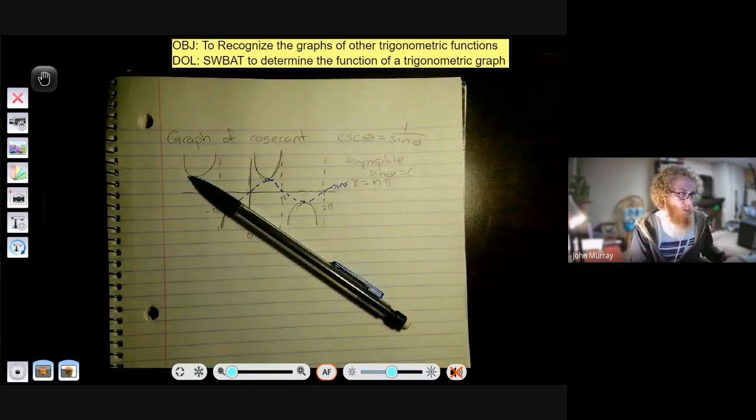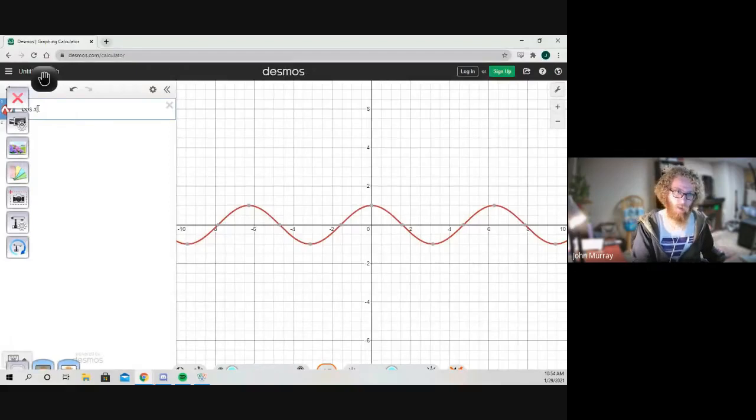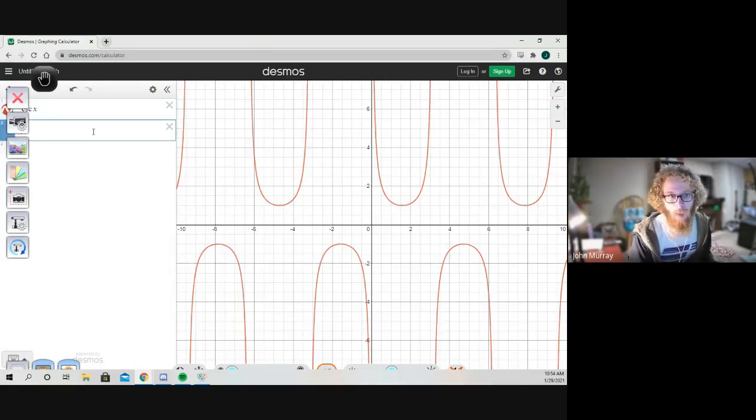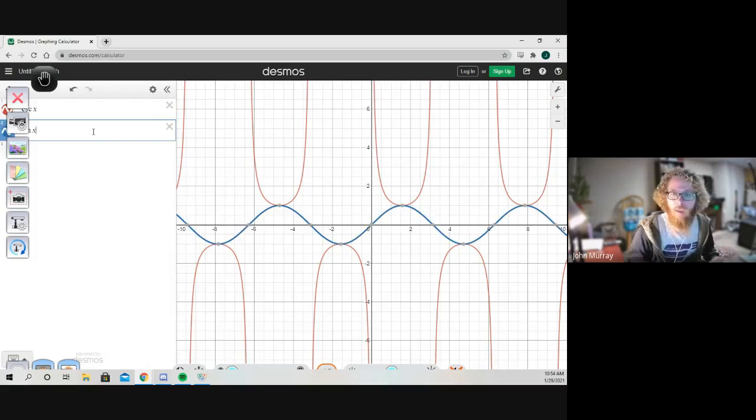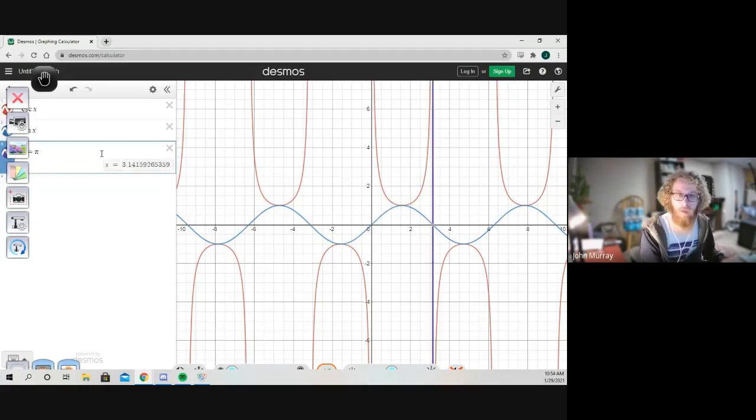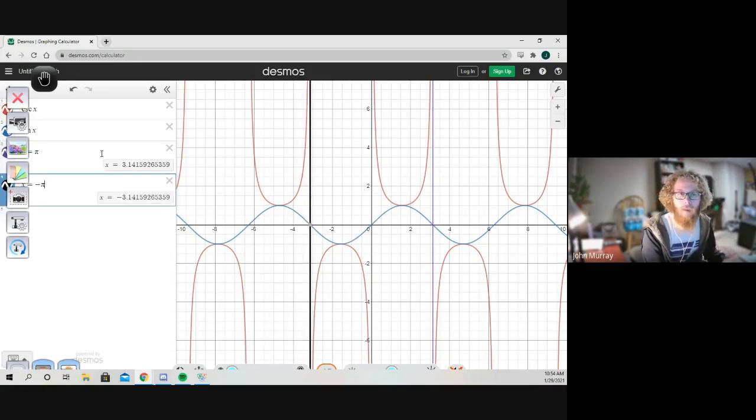All right, so let me type this out so we can look at the actual graph and not my crappy drawing. All right, so there we have our cosecant. Let's compare it to our sine. So there we can see, at x equals pi, x equals negative pi, we can see our asymptotes there, x equals 0.